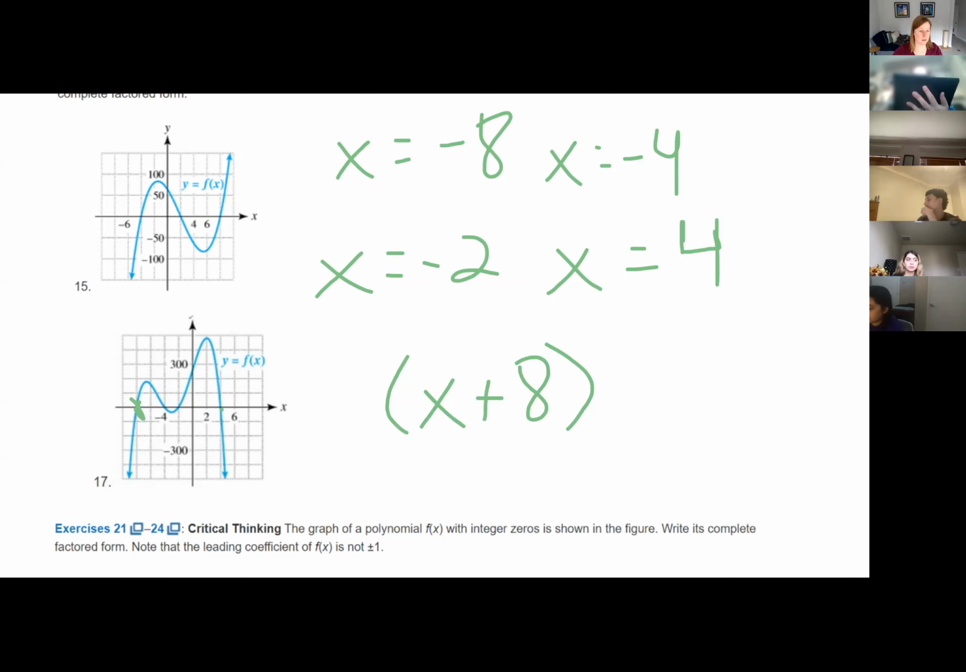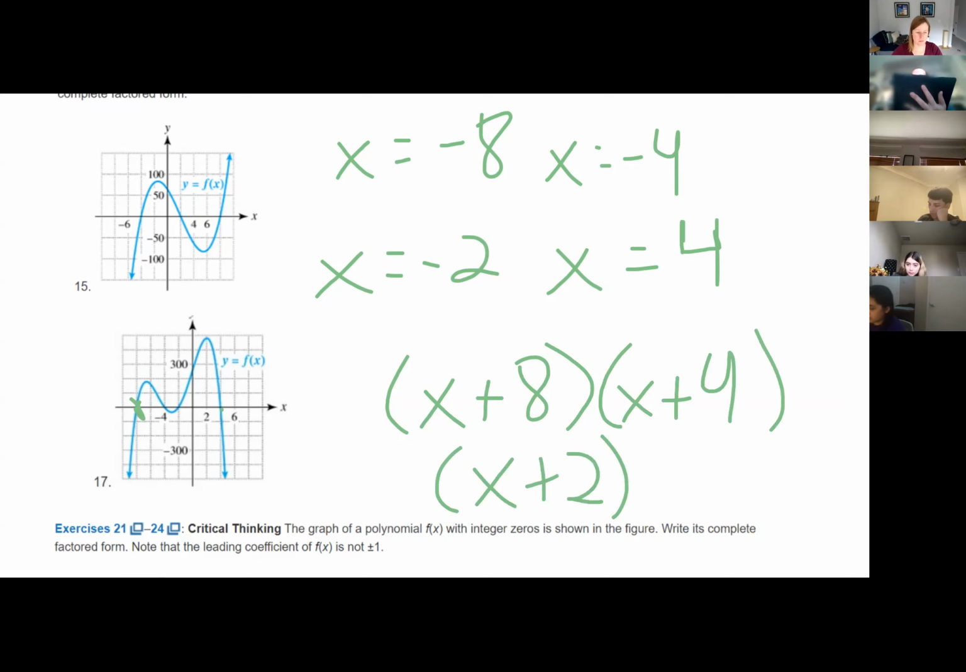And so if x is a -4, my factor should look like x plus 4. And then if it's -2, my factor should look like x plus 2. And then the last one, if x is a +4, now we're doing x minus 4. Yep. So those are my 4 factors. I should probably put them all in one line, but I'm trying to squish them in here.